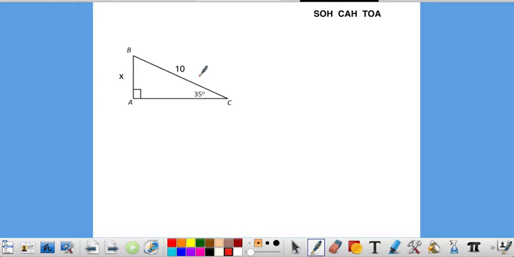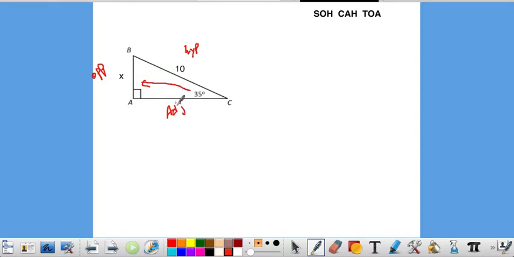So to use SOHCAHTOA, to use sine, cosine, and tangent to solve for a side length, we're going to pick which trig ratio we should use based on what we're given, and then solve for one of the sides. So for this particular problem, from 35 degrees, this is the hypotenuse. This is the opposite side because it's not touching the angle. And this is the adjacent side. Now, we don't know the adjacent side. We only have the hypotenuse, and we're asked to find the opposite side.